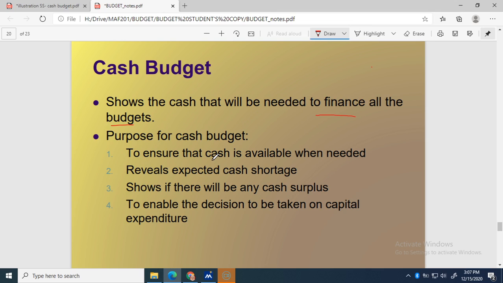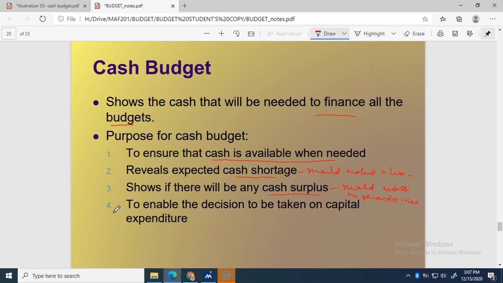Number one, to ensure the cash is available when needed. Number two, it reveals expected cash shortage. If there is a shortage of cash, the company should take or make a loan. Number three, it shows if there will be any cash surplus. It's not only to identify the cash shortage, sometimes it's also to identify whether there is any cash surplus. If there is a lot of cash surplus, the company should invest in order to generate income.